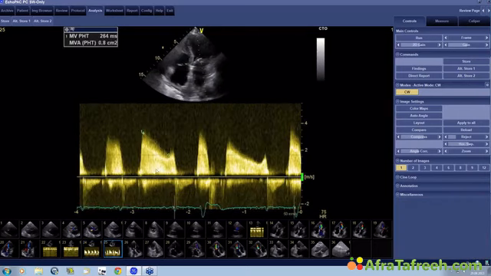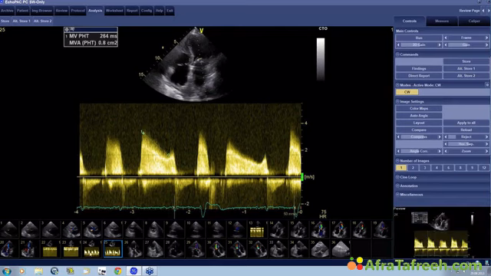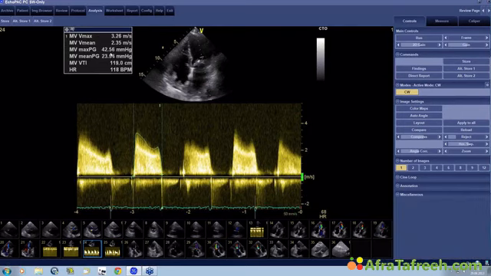And then you can also perform a so-called measurement of pressure half time. This is this here. You just put the line here on the slope of the E wave, and thereby calculate the pressure half time. I'm sure most of you know this already. You can look that up also in the lectures. In any case, what we calculate here is an orifice area of 0.8 centimeters and a mean gradient, as I mentioned already, of 24. So this is very severe mitral stenosis, and it clearly explains the symptoms of the patient.